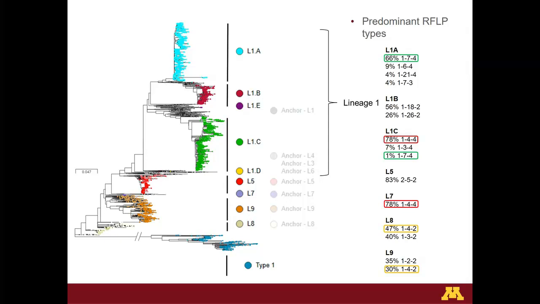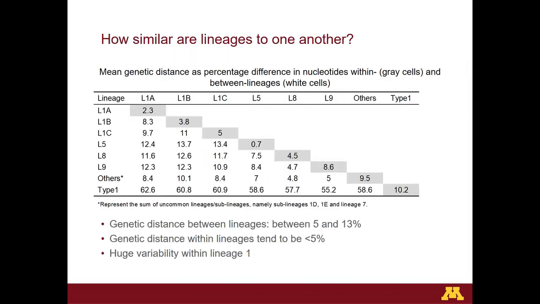But there are scenarios in which this wouldn't happen. So for example, RFLP 144. Those were 78% of all sequences classified as lineage 1C. And the percentage is correct despite being the same, which is odd. They were also 78% of all sequences classified as lineage 7. So the point that I'm trying to make here is that when you're using RFLP types, you might be calling different things by the same name. So be aware of that.